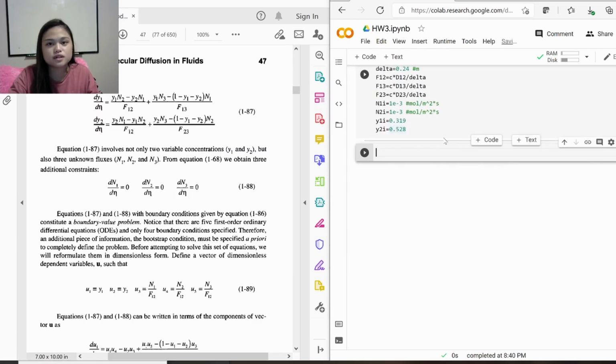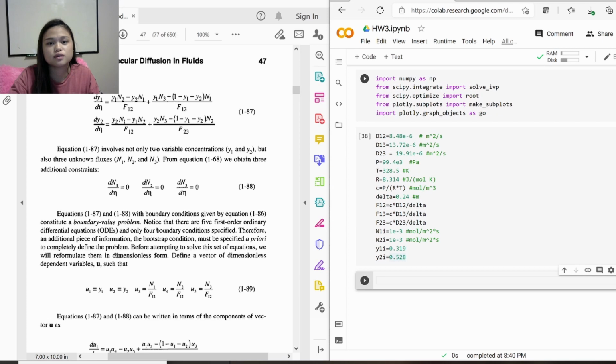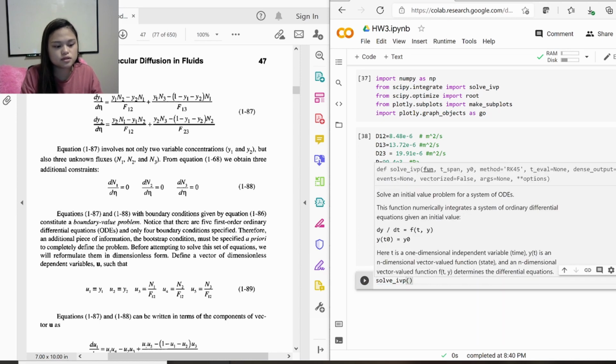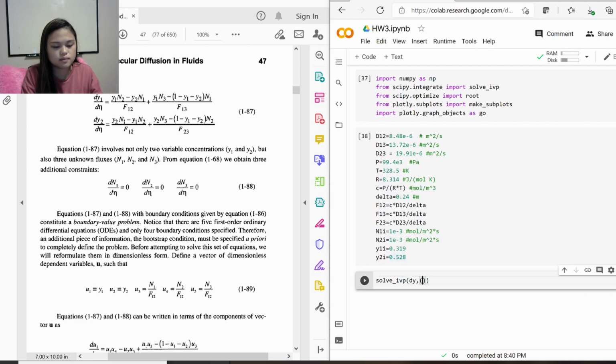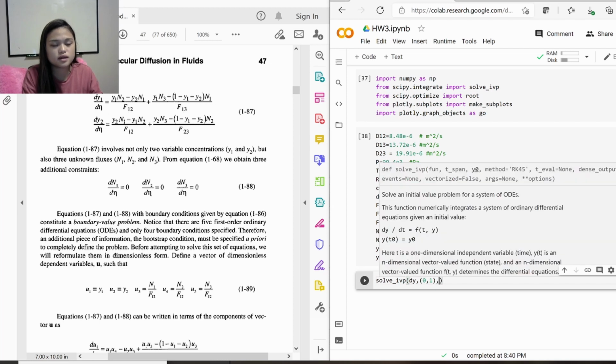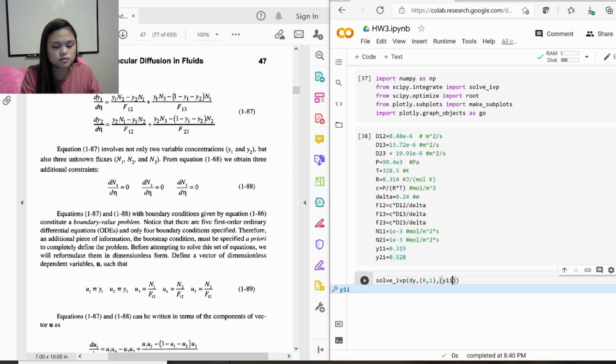Alright, so now we're going to start the coding to solve the IVP. So let's do that: solve_ivp. And now we need to set the parameters. dy is going to be our function. Then our t-span is just going to be from 0 to 1, because that's the range for our independent variable eta. Then y0 is just our interfacial mole fractions, which are given in the problem statement, and we already went through that above.